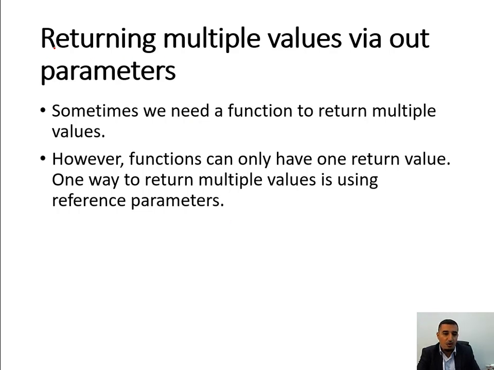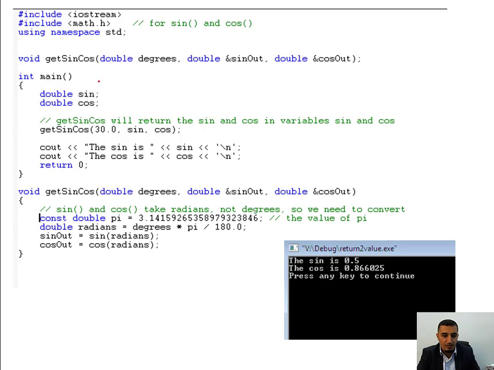So this is how we return multiple values from a function. For example, here we have a void function that will calculate the sine and cosine. You see this function returns a void, so it returns nothing. It takes an input which is double degrees, then it will return sine out and cosine out. Of course, cmath is over here because of sine and cosine.